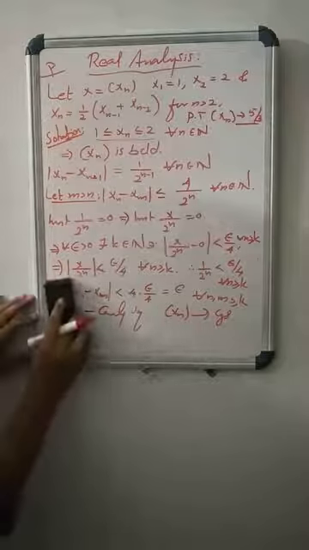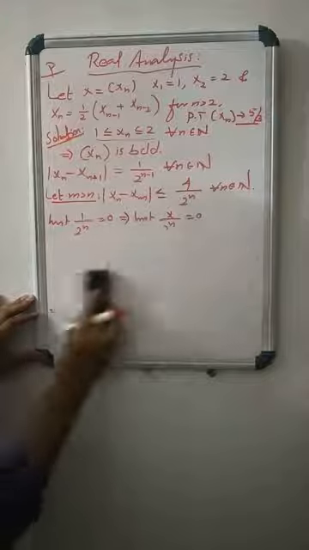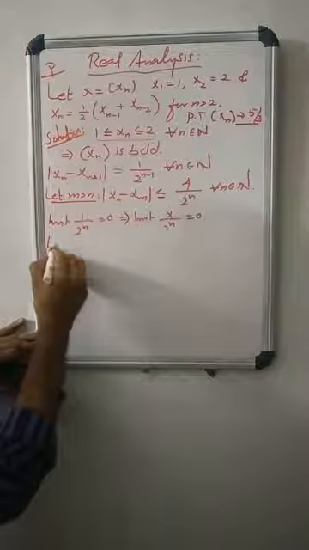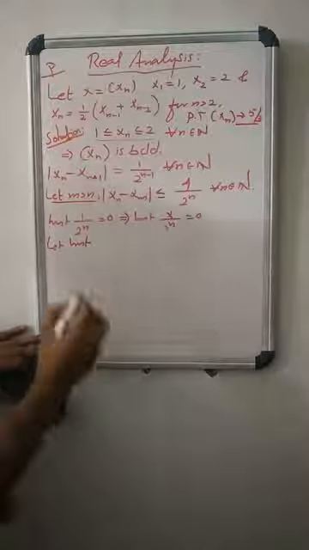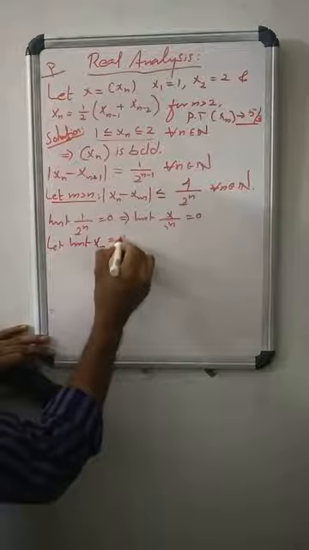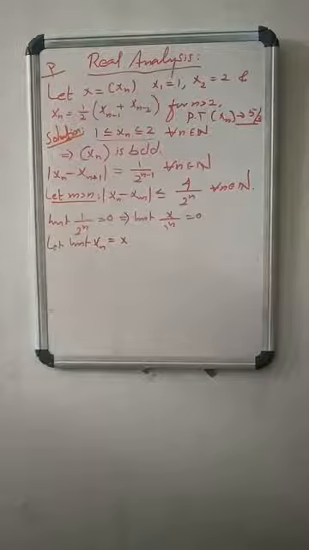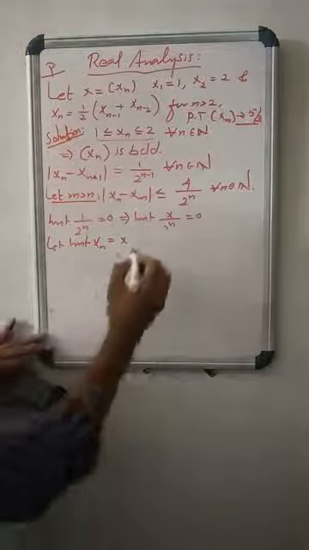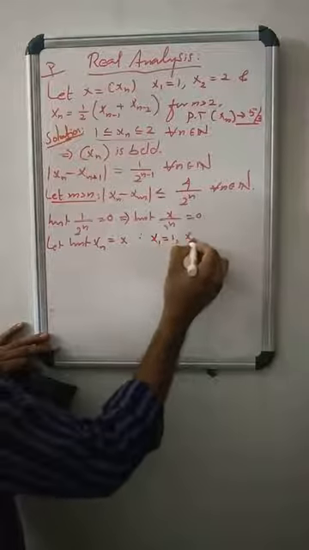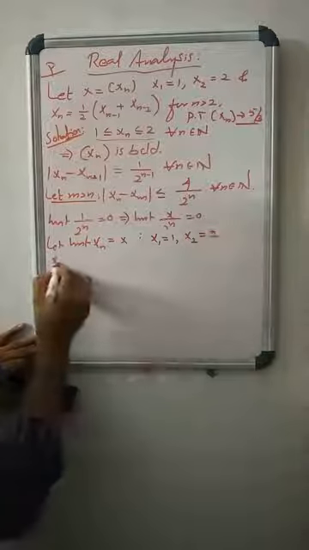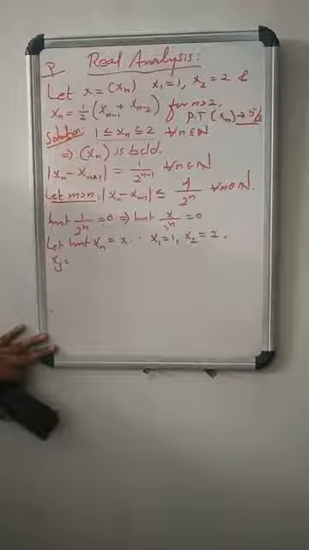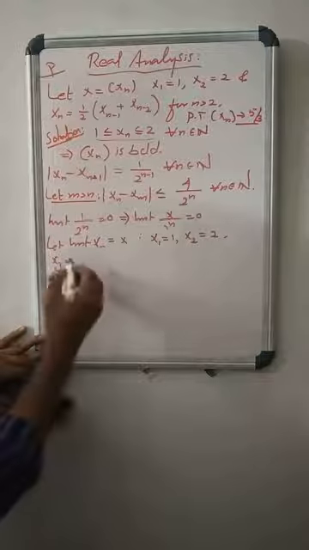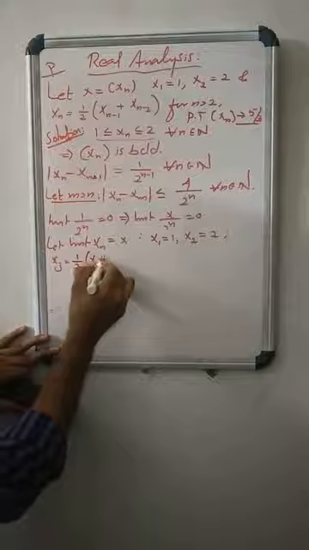That is our next, the last task: limit xn equals 5 by 3. We already saw that the sequence xn converges. Let limit xn equal some x. Now to prove this x equals 5 by 3. How? What is x1 given? x1 is 1. What is x2? x2 is 2. And what is x3? x3 is half of x2 plus x1.